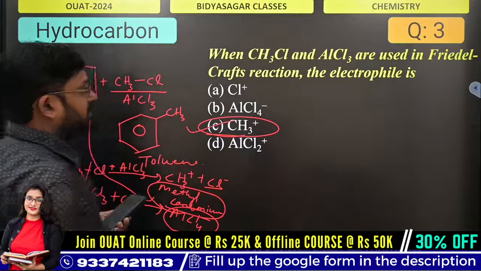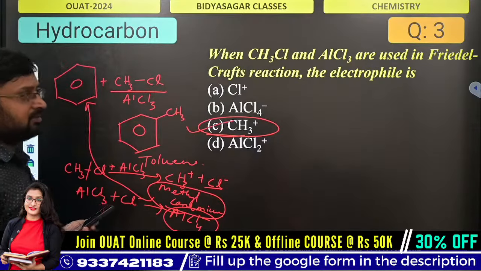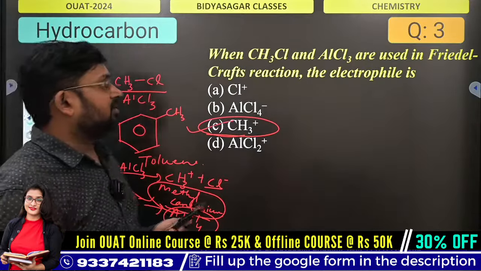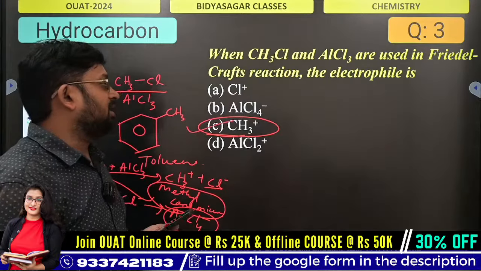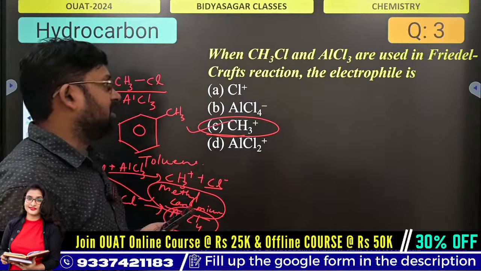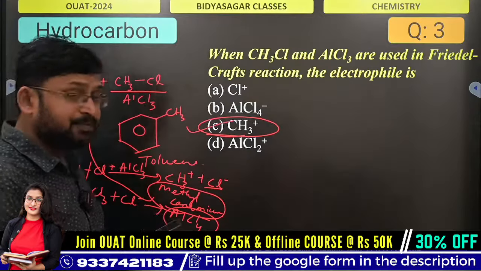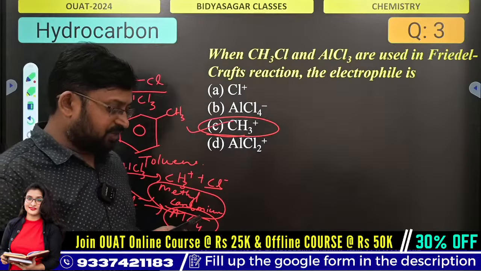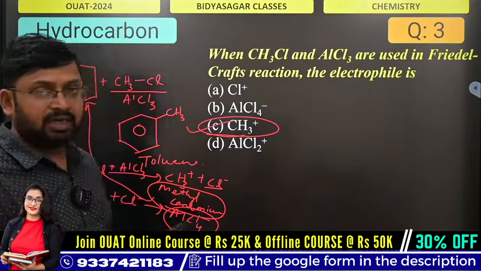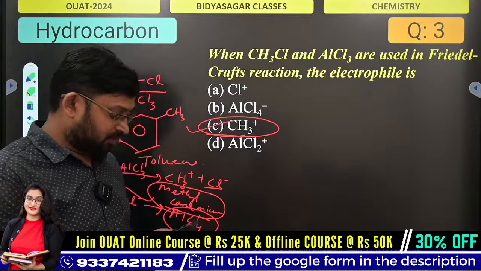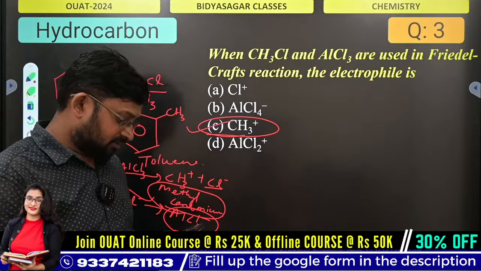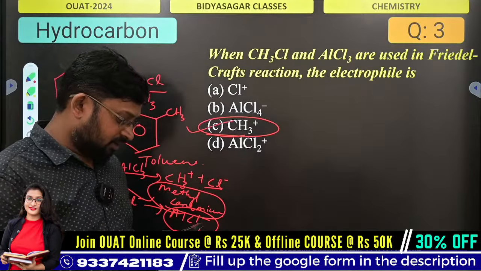Okay, so the correct answer is CH3 plus. The electrophile generated in the Friedel-Crafts reaction is CH3 plus. This is called Friedel-Crafts reaction. I think you would be knowing this reaction. CH3 plus is the correct answer. Okay, fine, good, very good.